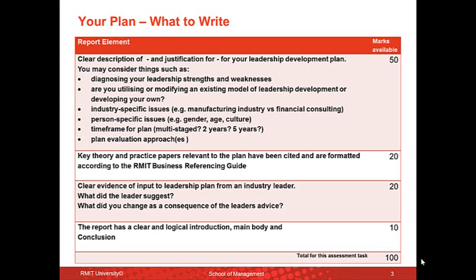You can see from this rubric that there are 4 aspects of the report that we will assess and allocate marks for. So let's go through these 4. The first is a clear description of, and importantly, a justification for your leadership development plan. So you're writing a plan that describes where you're going to be as a leader in the future and how you're going to get there and why you identified the things that you want to develop as being important.